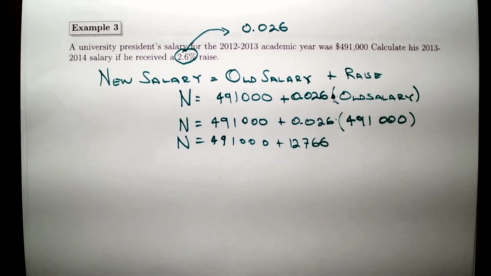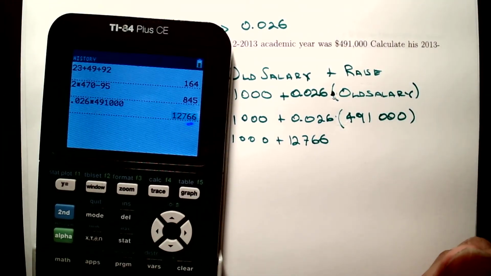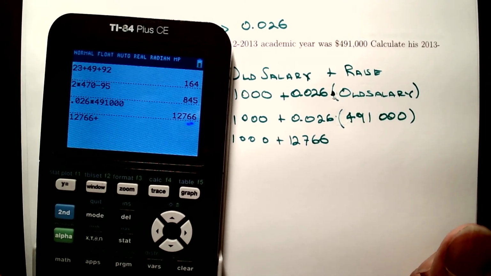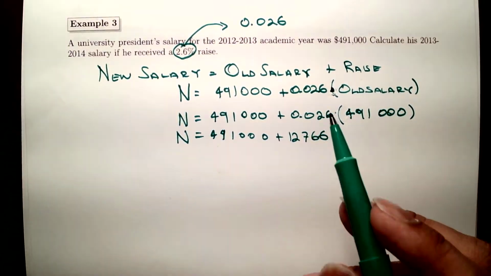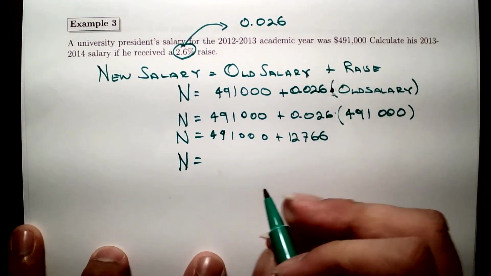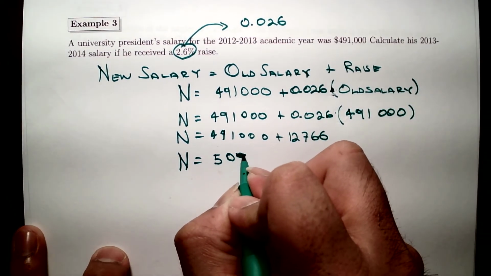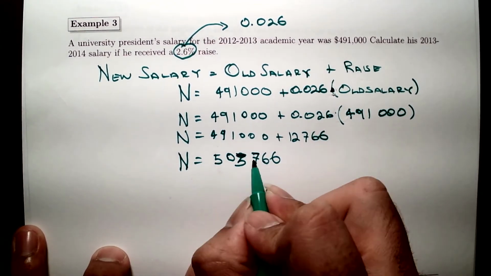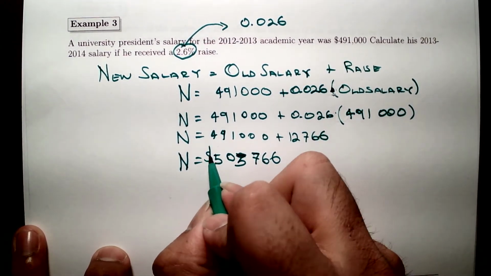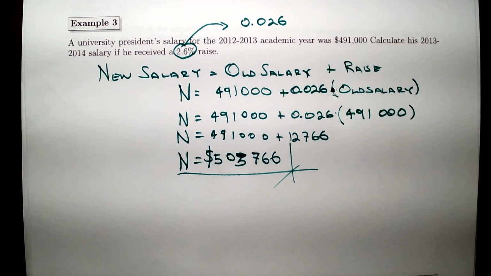All right, and then from here all we do is combine these two numbers together. So that number plus 491,000. Okay, so that's going to be the new salary. Of course, because he got a raise, we would expect a larger number. And you might want to include the dollar sign. And that's the final answer for this problem.